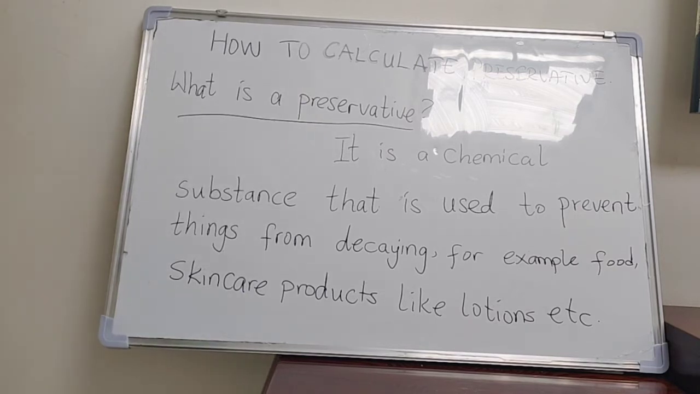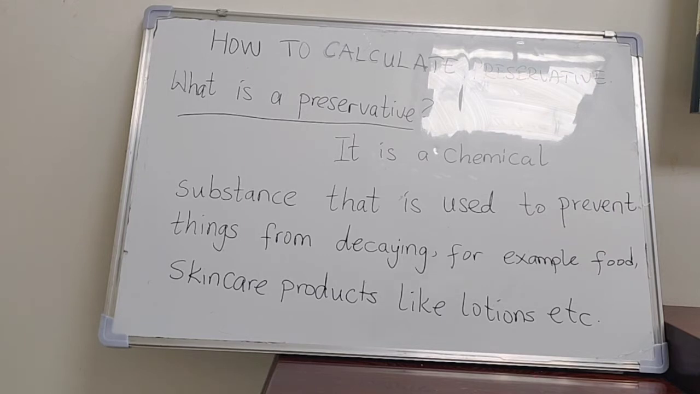Today we want to be talking about how to calculate preservative. So what is a preservative? It is a chemical substance that is used to prevent things from decaying. For example, food, skincare products like lotion. It can also be wood, it can also be many other things. So there are a lot of preservatives in the market. When it comes to skincare, there are a lot of preservatives.